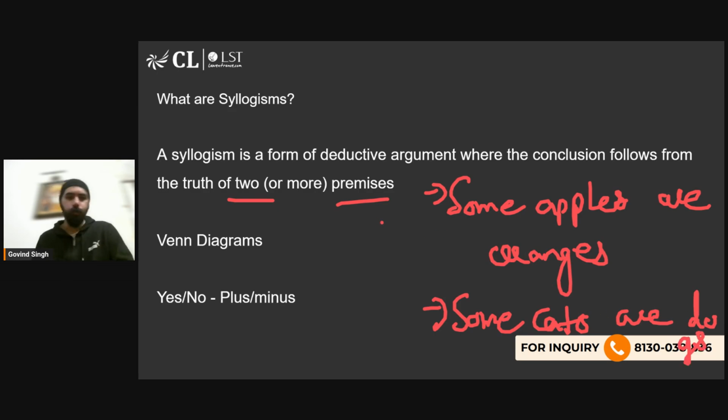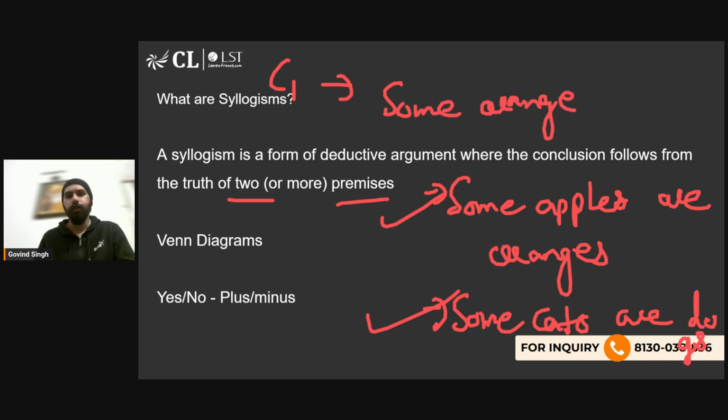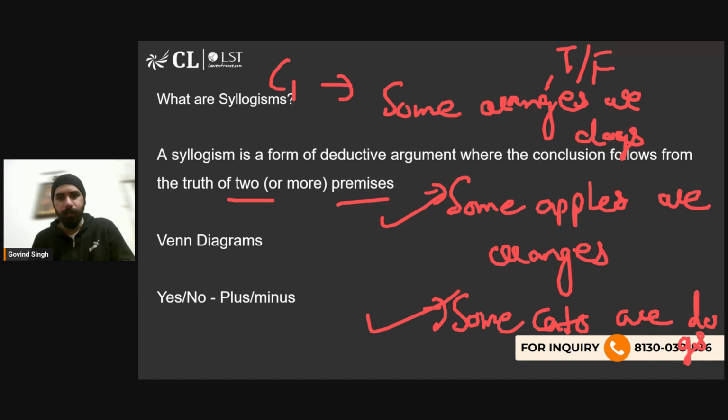Okay. So you have two premises, two factual statements. On the basis of these statements, you would be given multiple conclusions. Let's say the first conclusion which you have to test is some oranges are dogs. You would have to tell whether this statement is true or false, whether this conclusion follows or not, whether this conclusion is valid or not. So you would draw a diagram for this statement and a diagram for this statement and check based on that diagram whether this conclusion would follow or not.